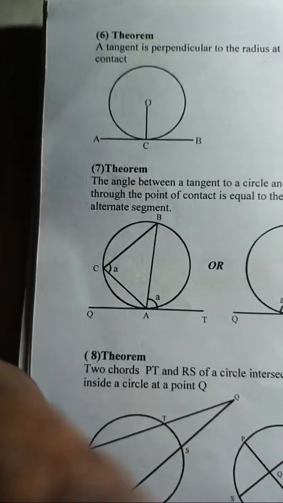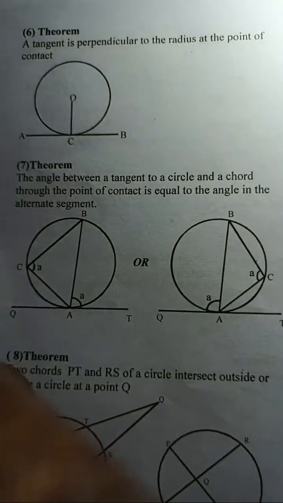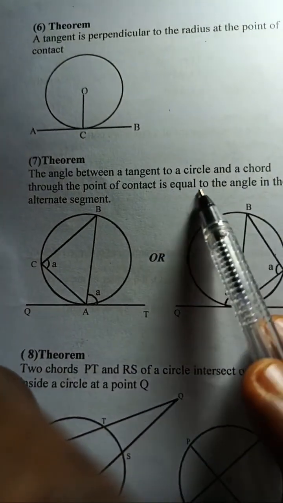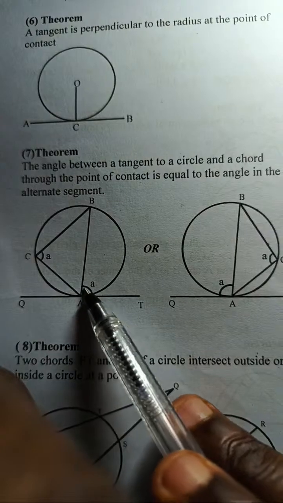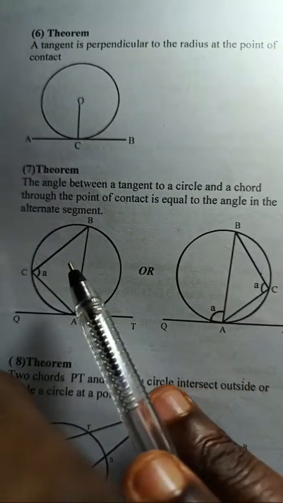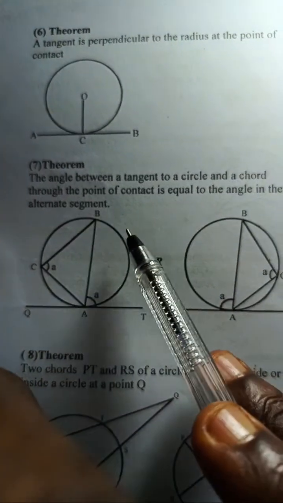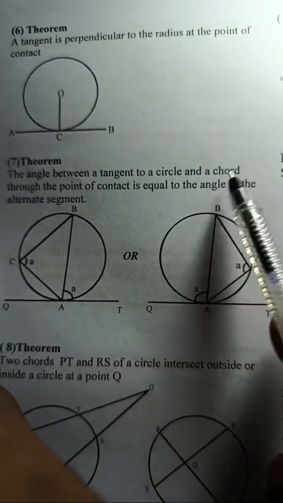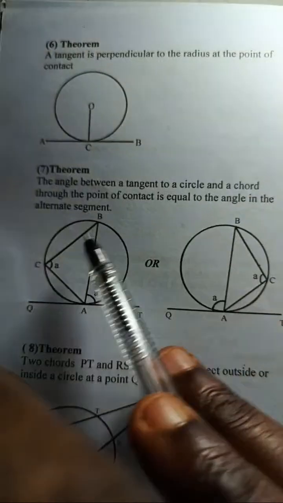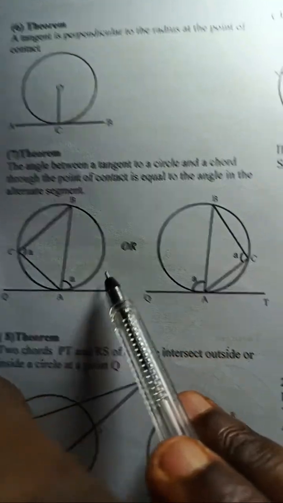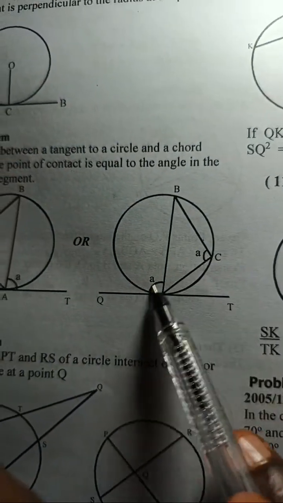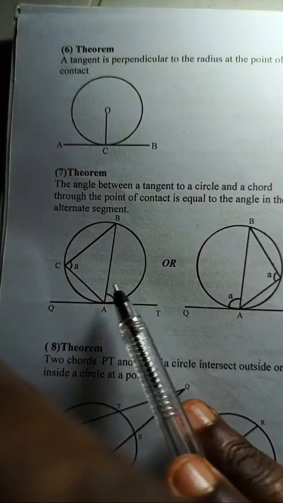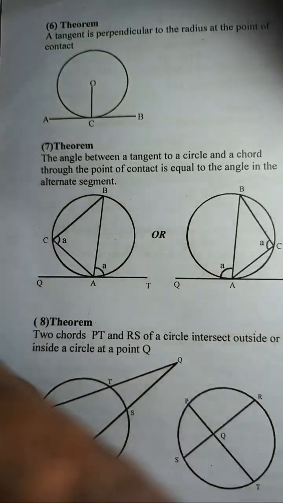So theorem 7 again says the angle between a tangent to a circle, this is it, and a chord through the same point of contact is equal to the angle in the alternate segment. The same thing here. This and this are the same. So that's theorem 7. So let's move over to theorem 8.